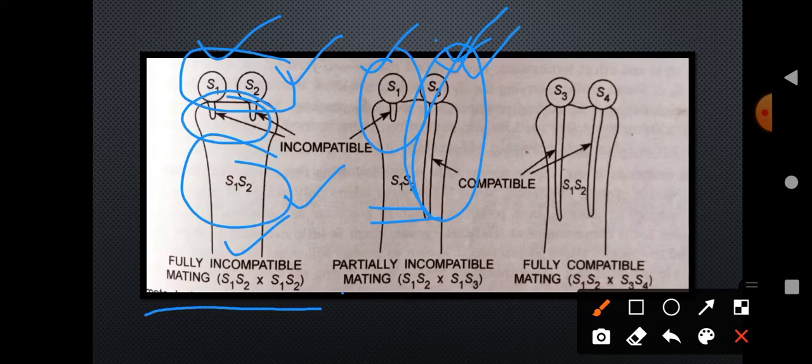And if we talk about the third one, that is the fully compatible mating. Here both of the pollens have come from different plants, that is their genotype is S3 and S4, and the plant is S1 and S2. So therefore the pollen tubes grow and the male gamete reaches the ovaries, and so it is fully compatible mating.